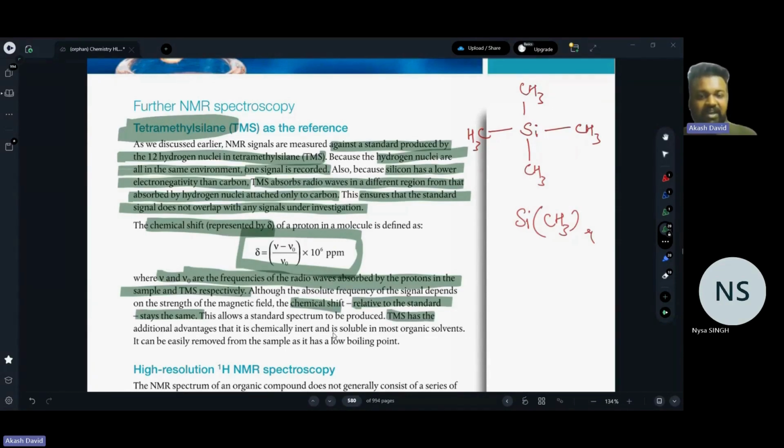It is chemically inert, absolutely inert. It is used as an organic solvent. It can be easily removed from the sample as it has a low boiling point.